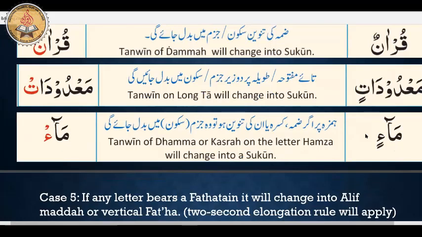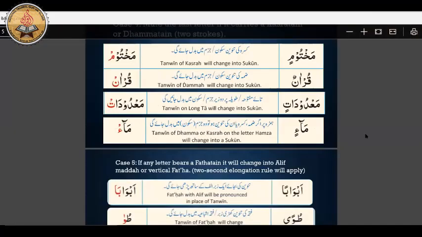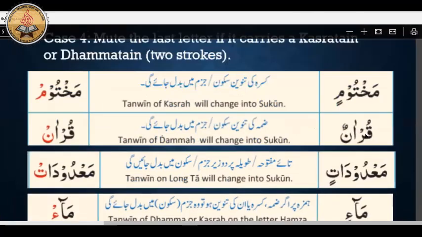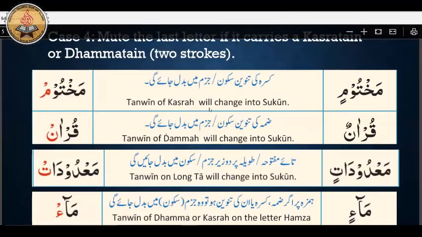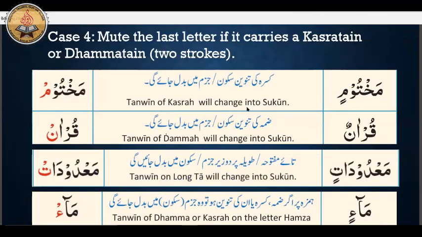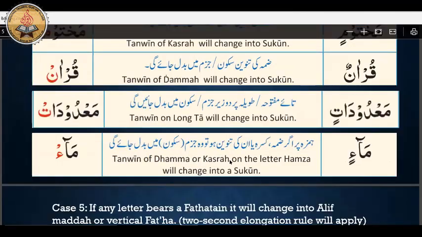Okay. So as it says on the first rule, on the first word, you can see how tanween of kasra will change into sakoon. For the second one, tanween of dhamma will change into sakoon. Third one, tanween on long ta will change into sakoon. Tanween of dhamma or kasra on the letter hamza, which you can see here, will change into sakoon, which you can observe here. Okay?